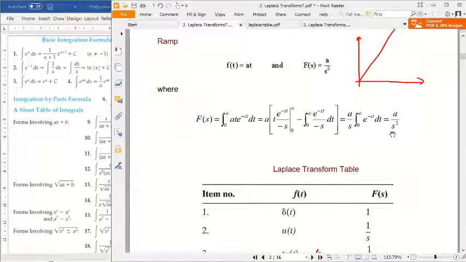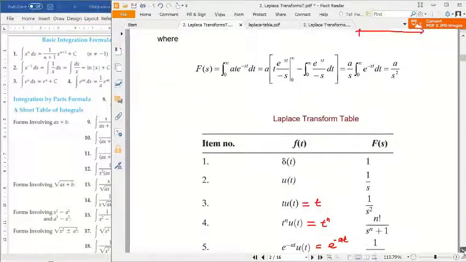Okay, so probably by now you notice that the case becomes complex. The integration becomes more and more complex as you have more and more complex functions. But don't worry, because we're not going to integrate all the time. Instead, we're going to use the Laplace table.